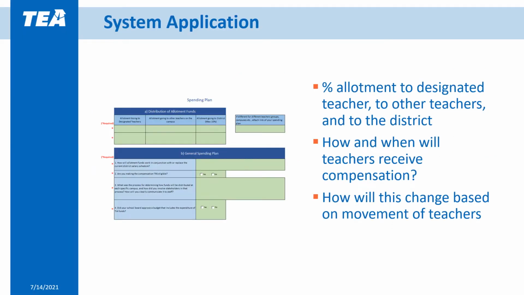In the Step 1 system application, there will be a tab specifically dedicated to the spending plan. Key questions will include what % of the allotment will go to the designated teacher, what % to other teachers, and what % to the district. We will also ask how and when will teachers receive their compensation. Finally, we will ask questions about how this will change based on the movement of teachers.